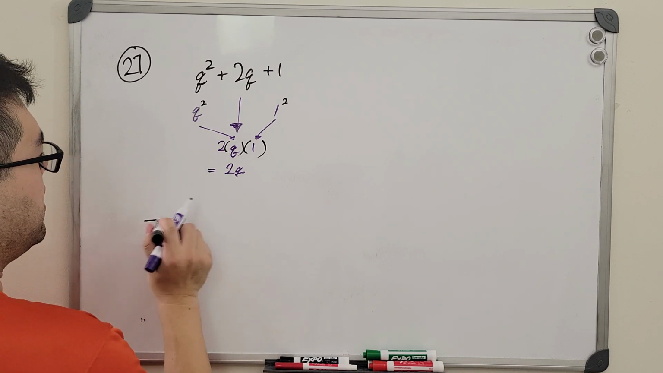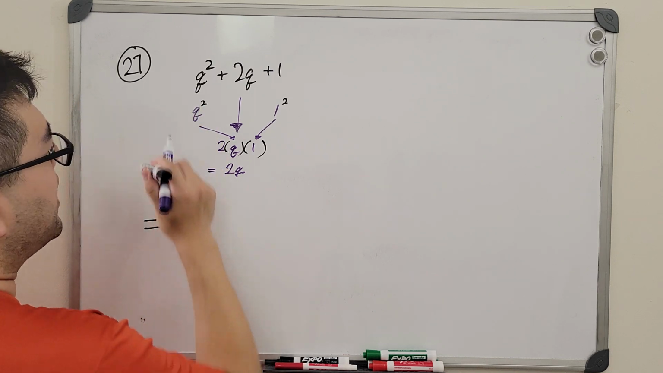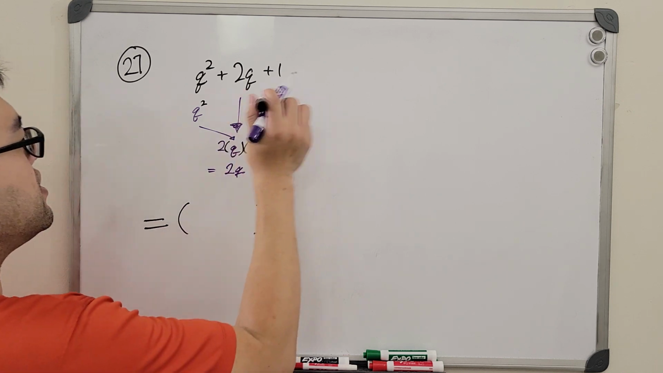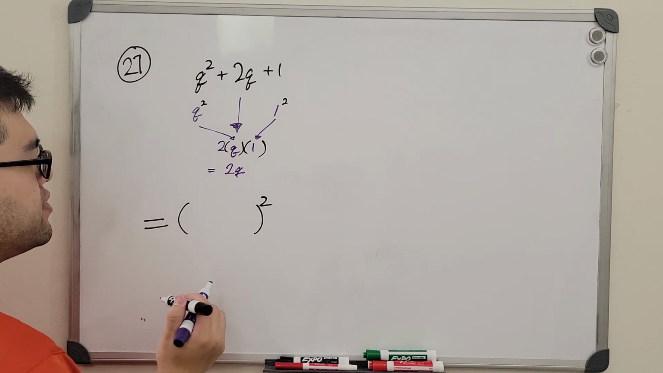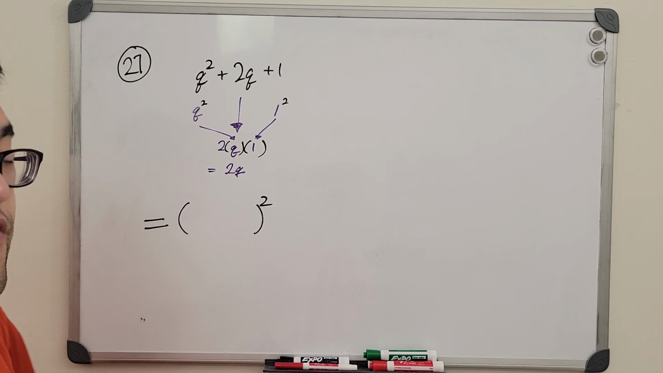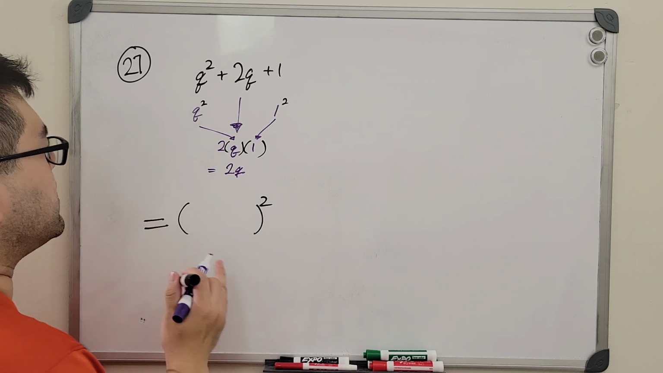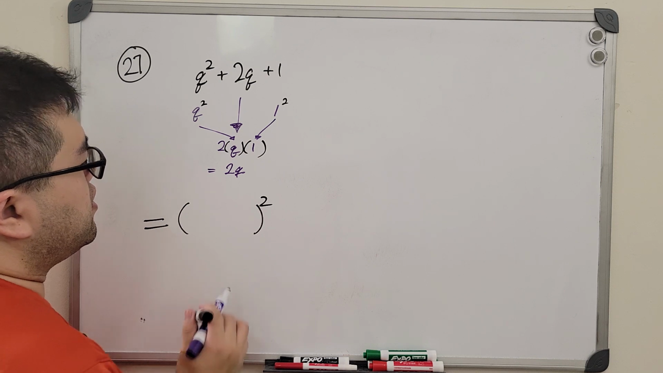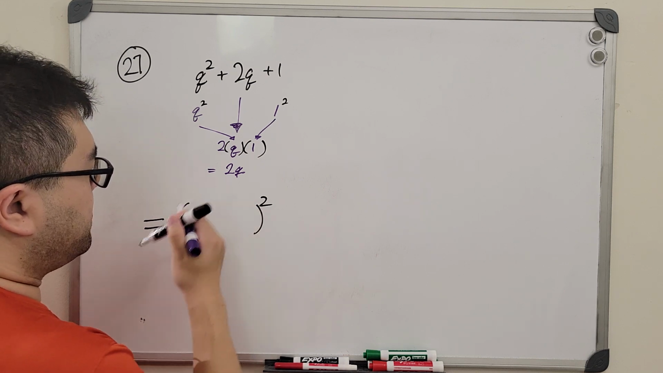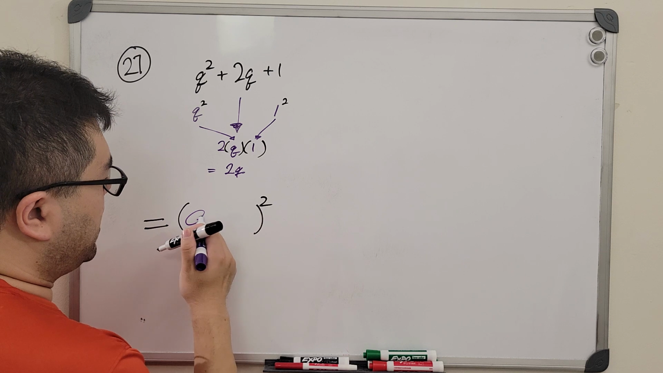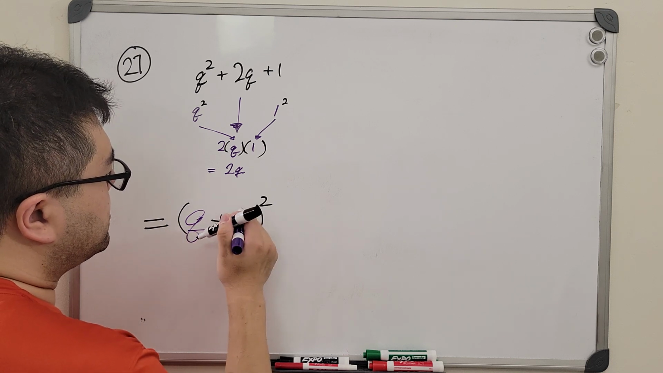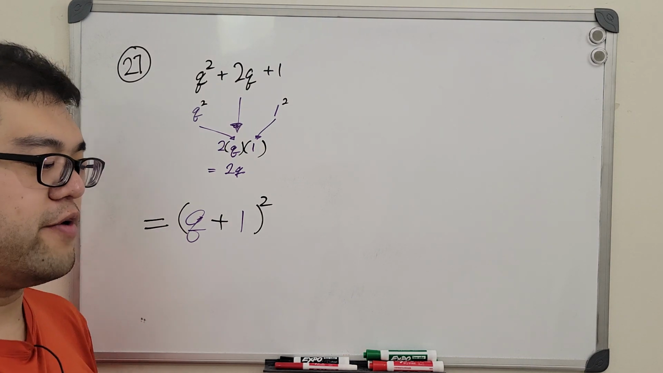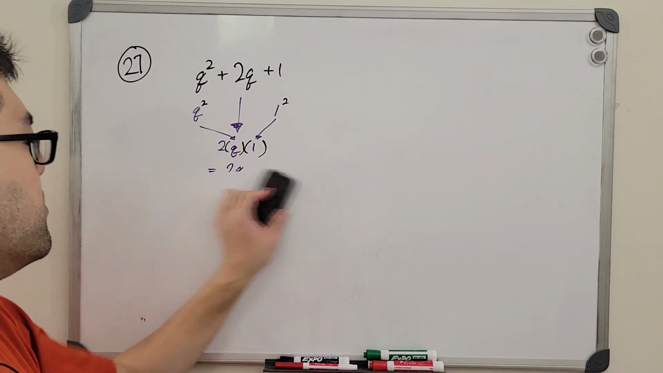So in result, we can use the formula to factor this trinomial expression. And again, the prefix tri means there are 3 terms in this polynomial, so we call it a trinomial. If we use the formula, we'll have a plus b quantity squared. So it will be q plus 1 quantity squared for this problem.